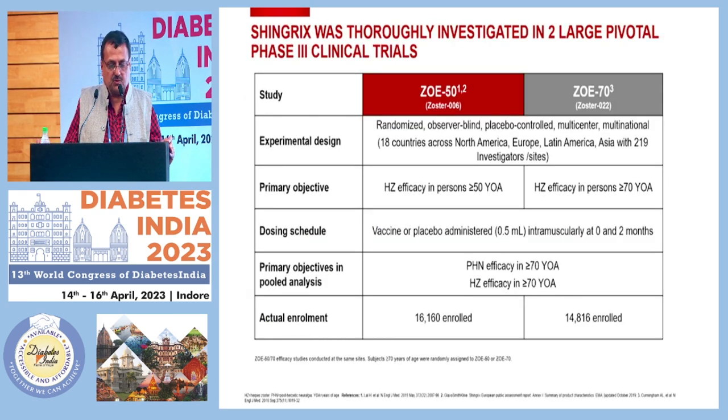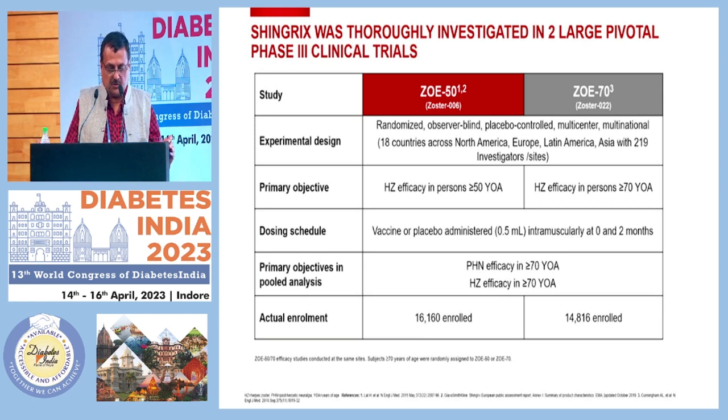Now, Shingrix was thoroughly investigated in two large pivotal phase 3 clinical trials, Zoster-006 and Zoster-022. The experimental design was randomized, observer-blind, placebo-controlled, multi-center, and multinational, across 18 countries in North America, Europe, Latin America, and Asia, with 219 investigators per site. The primary objective is to see the herpes zoster efficacy in persons aged 50 years and more, and herpes zoster efficacy in persons more than 17 years of age.